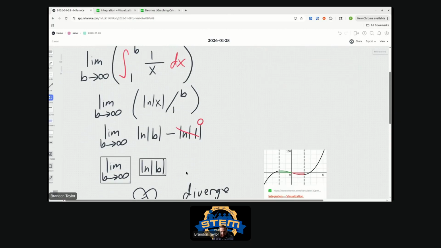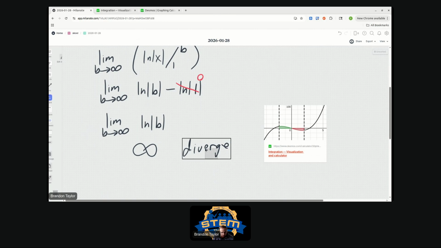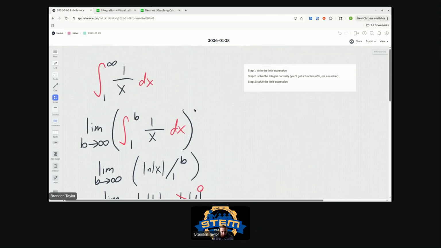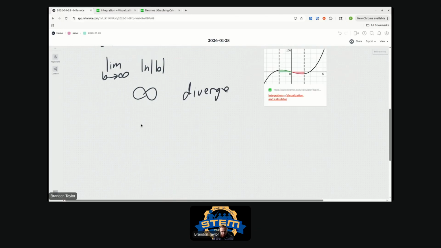Limit as b goes to infinity of natural log of b. In this case, that's infinity, so the answer is diverge. If it was a finite answer, the answer would be converge, and it would converge to whatever number we got. Converge just means the area is finite, the limit exists, basically. Infinity, or diverge, means it doesn't. So hopefully that makes sense.